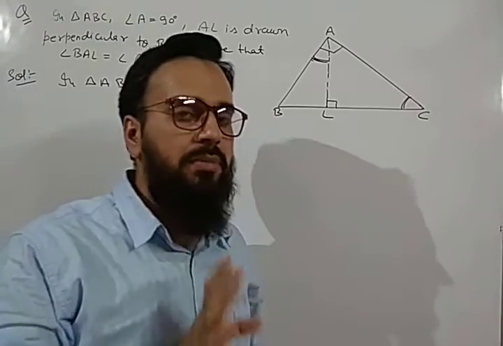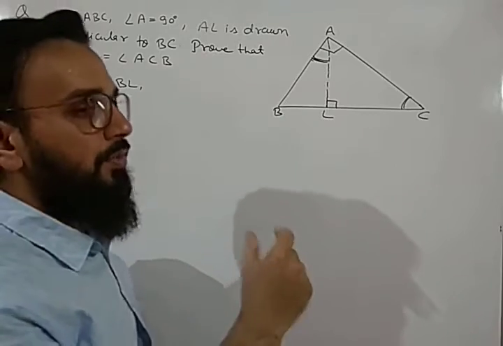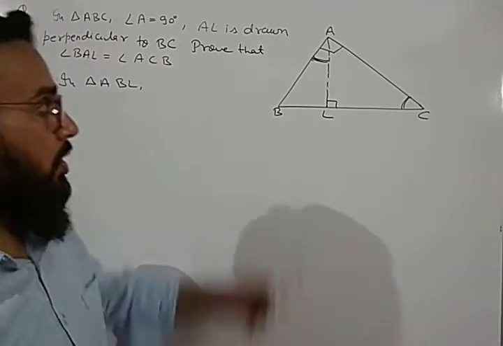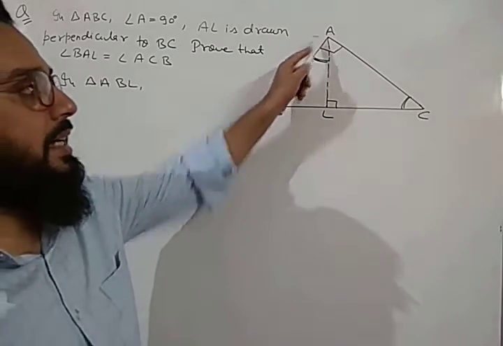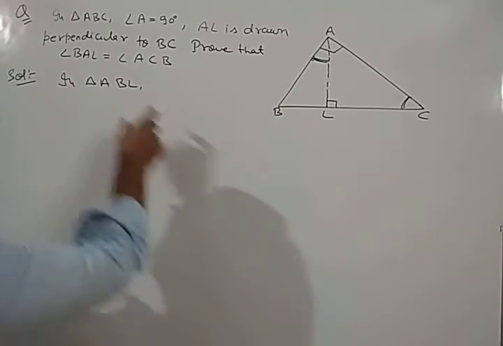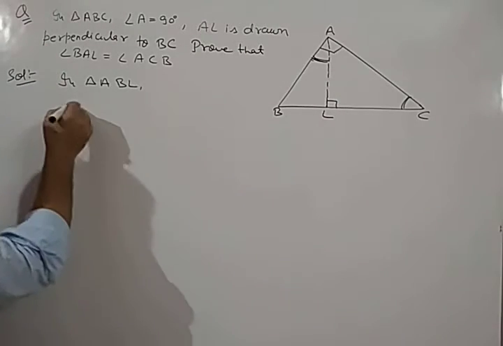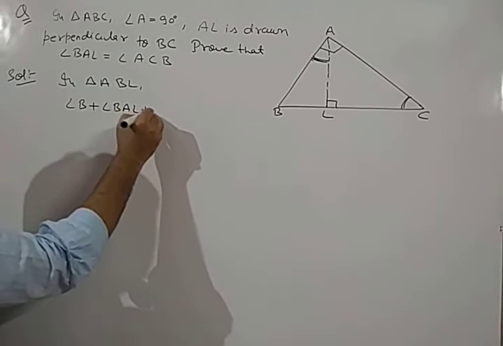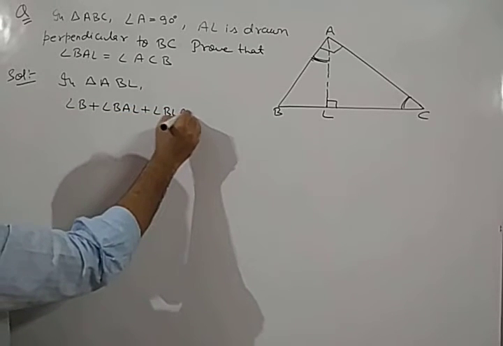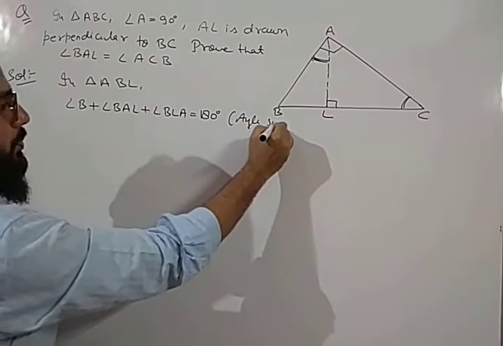Always whenever you have to prove something, always check what you have to prove and move further with that particular answer, because we have to get angle BAL. So we will get angle BAL from triangle ABL. So I am taking in triangle ABL, what is the angle sum property? Put that. So we will get angle B plus angle BAL plus angle BLA, it is equal to 180 degree. This is our angle sum property.